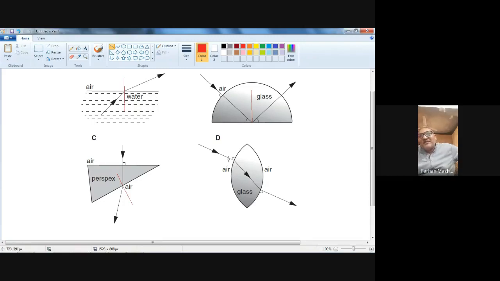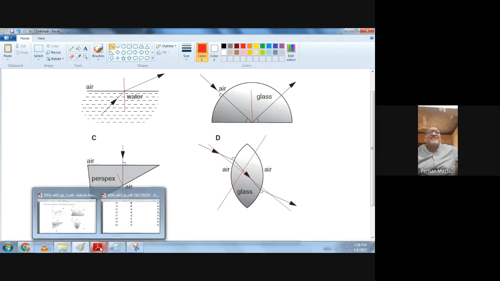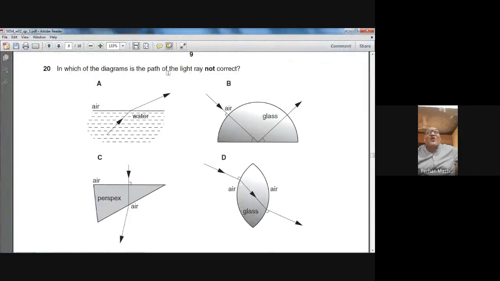Here look at the D. The light entered into the glass and it was making a 90-degree angle with the glass. When you enter into a glass and you make a 90-degree angle with the surface of the glass, the light does not deviate. The path of the light does not change. But here the path of the light changes. So this is a wrong way. A wrong ray has been shown here. He was asking us to pick the one where the path is wrong. So in the D, the path is wrong. Do you understand?